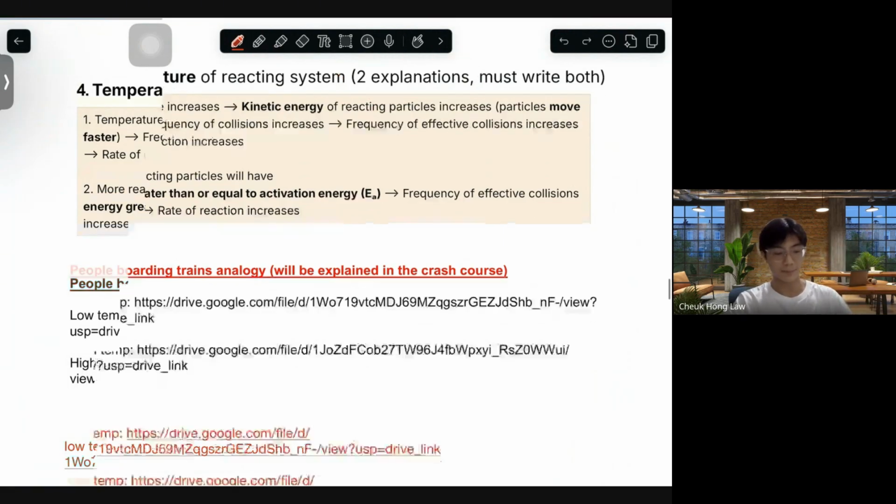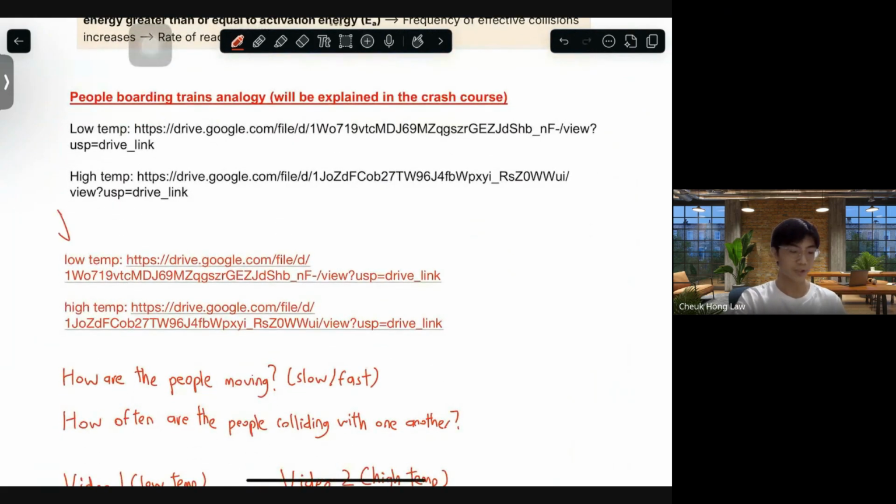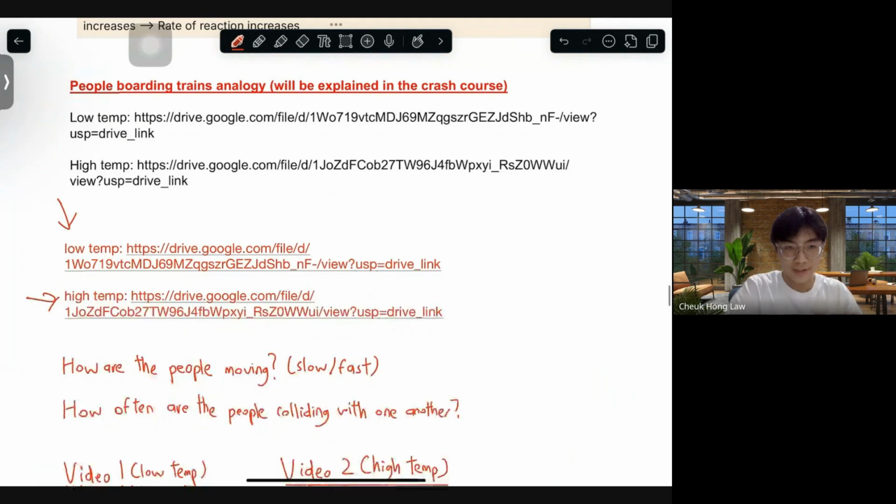I'll give you a simple analogy. You guys just watch these videos, okay? I'm going to play two videos, and you're going to ask yourself two questions. There'll be people in the video. How are the people moving? Are they moving really slow, or really fast and rushed? Is it slow and very calm, or fast and very rushed?